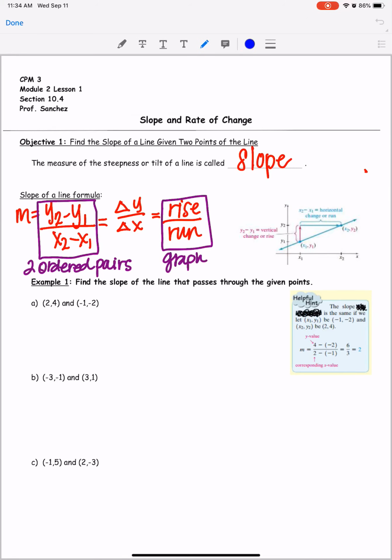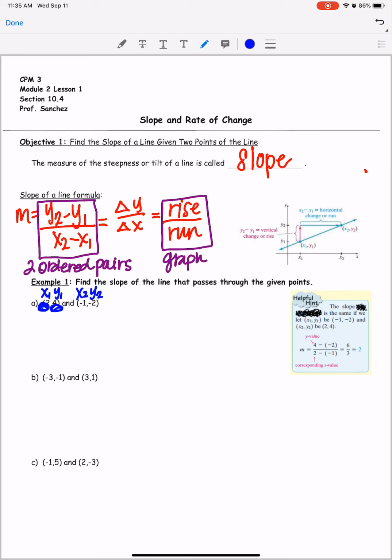So, example 1, find the slope of the line that passes through the given points. Since I have two ordered pairs, I am using this formula here. I'm a visual person, so I like to label my ordered pairs. You've got x1, y1, x2, y2. Now, I'm going to show you how this doesn't make a difference. But you just need to make sure that your first coordinate is always x, your second coordinate is always y. That's the way your ordered pair is, right? It's x comma y.